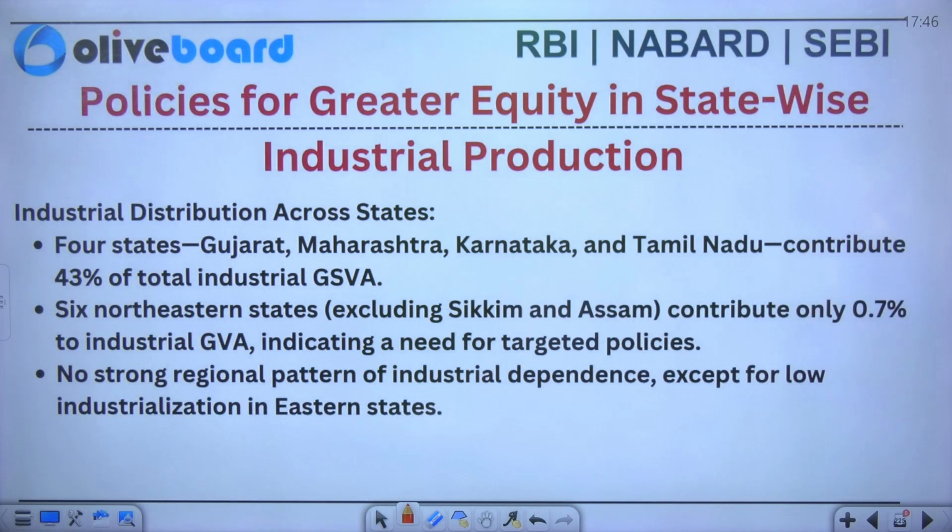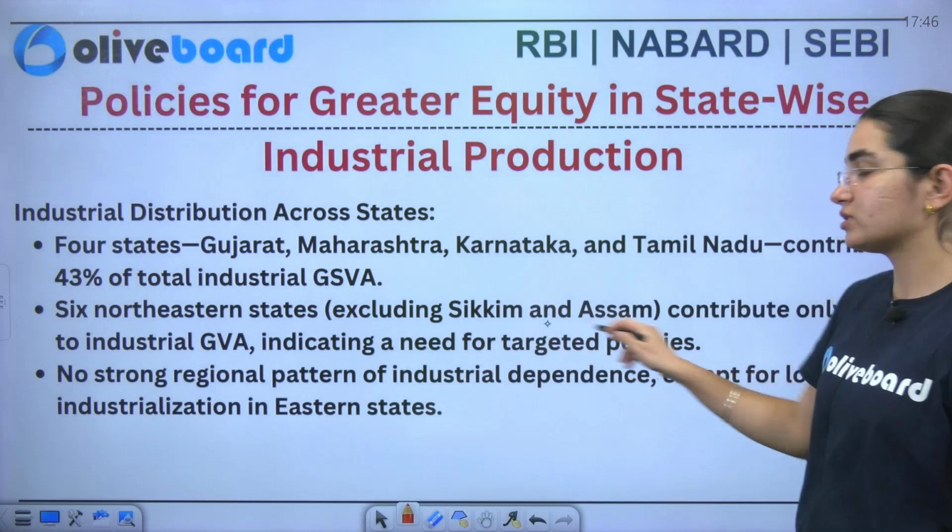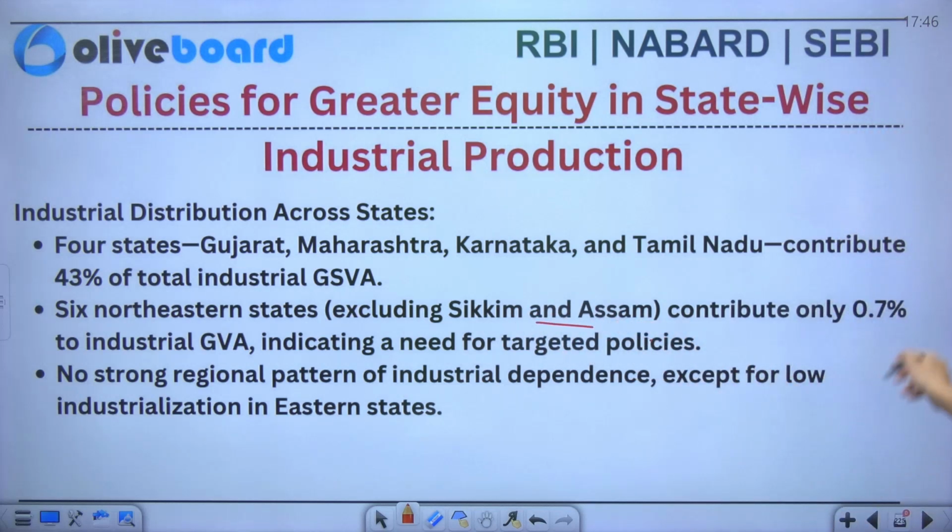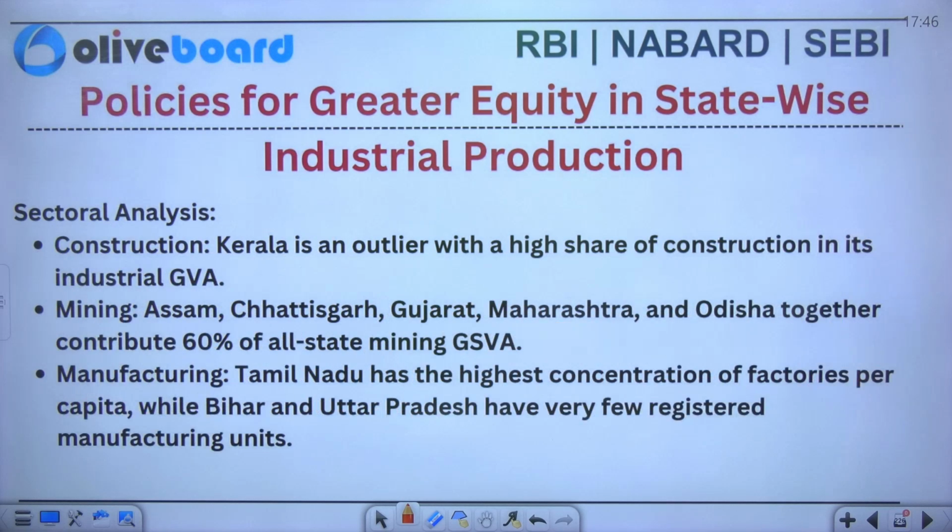Moving towards surplus labor from agriculture. If I talk about the industrial distribution across states, you can see 4 states, which include Maharashtra, Gujarat, Karnataka, Tamil Nadu. They contribute 43% of the total industrial GSVA. Similarly, we have 6 northeastern states, which excludes Sikkim as well as Assam. Now they contribute 0.7% to the industrial GVA. Now no stronger regional pattern is there for industrial dependence, except low industrialization in the eastern region areas.